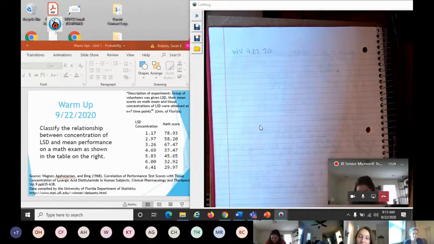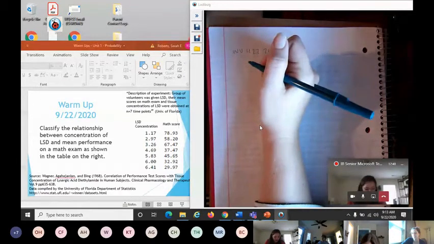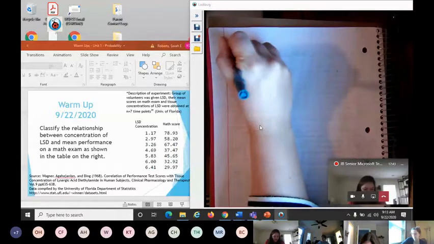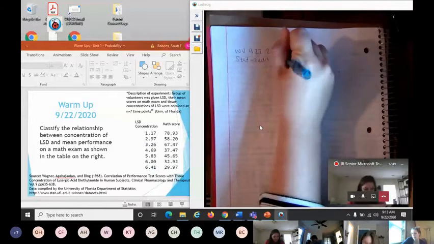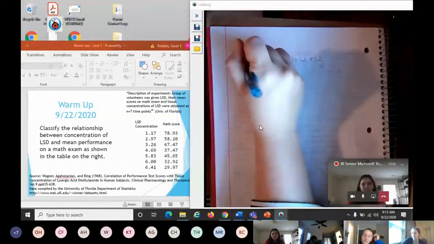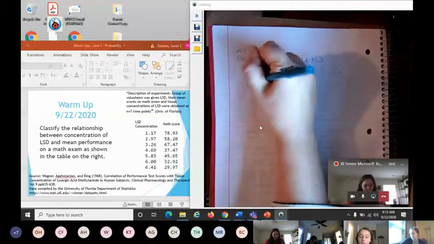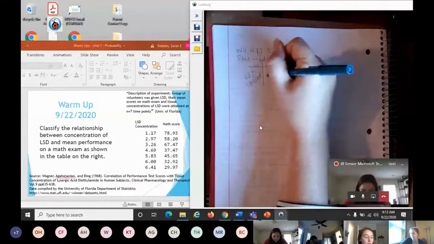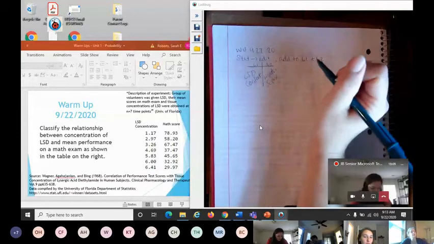I'm not sure. I plugged everything into my calculator, but then I did not know what to do. Okay, so when you stuck it into your calculator, where did you stick it in? I put it in stat edit in the L1, L2 lists. Good. And then you add to L1 and L2. Good. You'll get your table. So here's L1, here's L2, and you'll put your LSD concentrations and then your math score. Okay, thank you, Olivia, for starting that off.